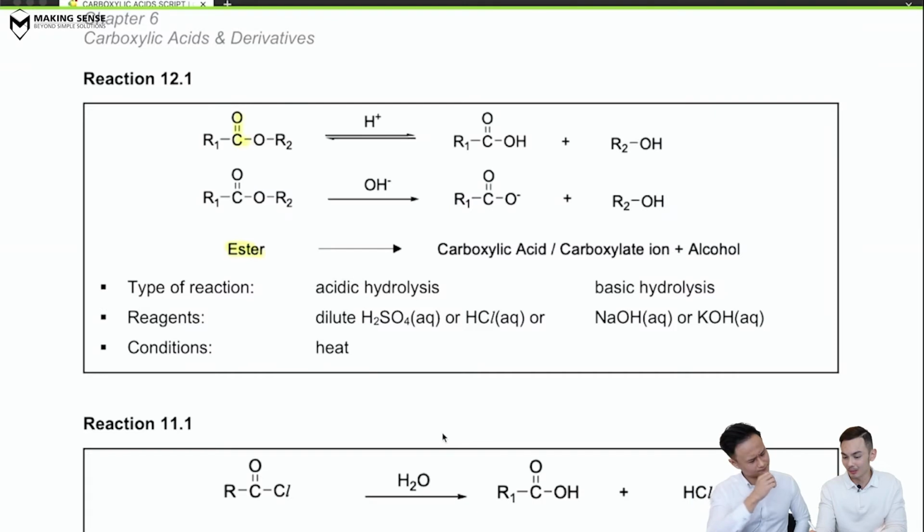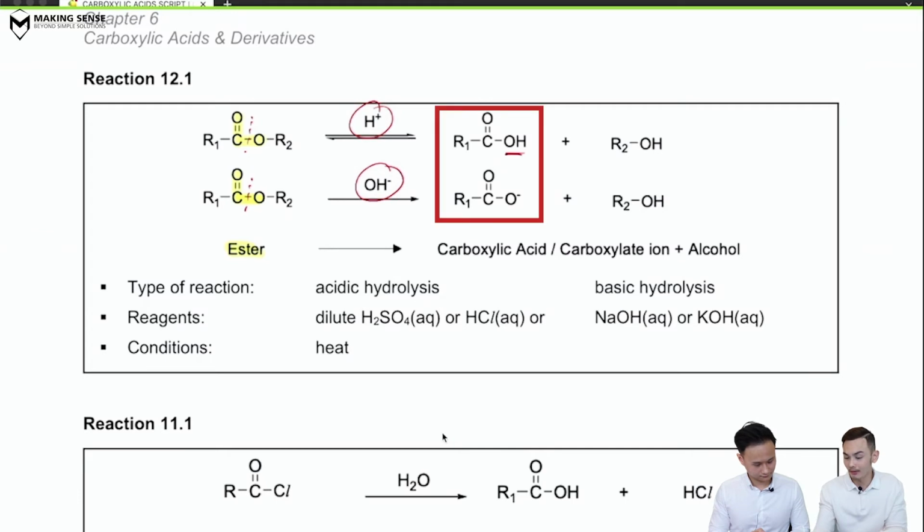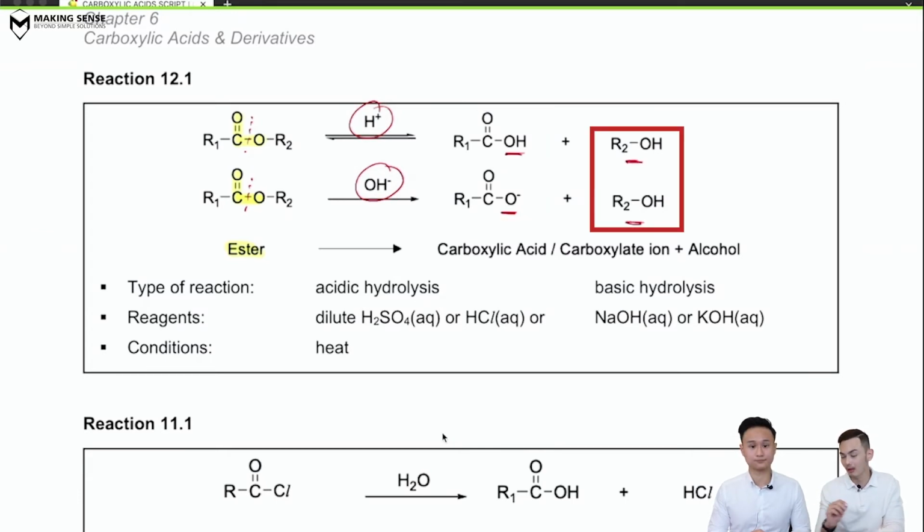Now ester will look something like this, a C double bond O with another oxygen onto it. And what's going to happen is you're going to chop the esters away. So you're going to cleave this. Now the way that you cleave the ester, you can either use acidic or basic condition. And the end result is you will get either a carboxylic acid or the corresponding salt together with the alcohol, right? It may sound a little bit new, so why not we do this?